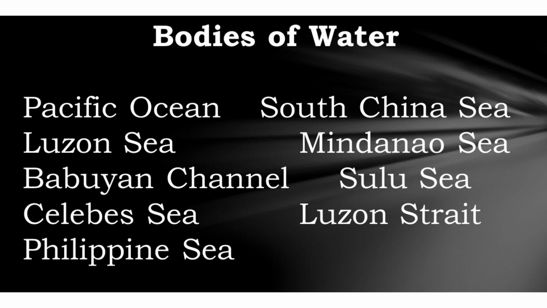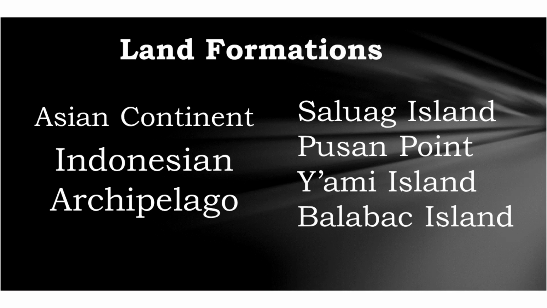The Philippines is surrounded by Luzon Sea in the north, Pacific Ocean in the east, South China Sea in the west, and Sulu Sea in the south. And the other mentioned bodies of water can also be found around the Philippines. The Philippines is also surrounded by land masses or land formations around it. We have Asian continent together with Japan in the north, Malaysia and Indonesia in the south. Vietnam, Thailand, and Cambodia can be found on the eastern part of the Philippines.